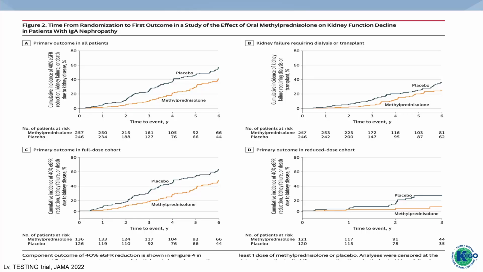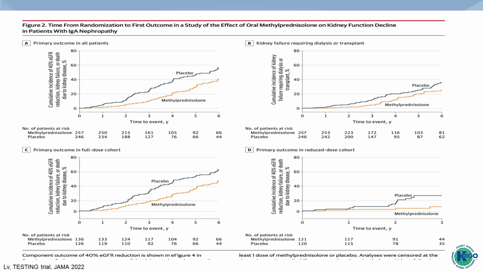And this data that was published recently in JAMA again showed that this approach overall led to reduced events of 40% reduction in GFR or the need for dialysis or death due to kidney disease. So there was a substantial reduction at these combined doses of methylprednisolone. As you can see in figure B, just looking at kidney failure, that was also significantly reduced. The cumulative incidence had been reported earlier, but now in an extended follow-up, there was a maintenance of the reduced endpoint in the full-dose cohort, and the reduced-dose cohort in the bottom right panel, panel D, was also successful at reducing this outcome.